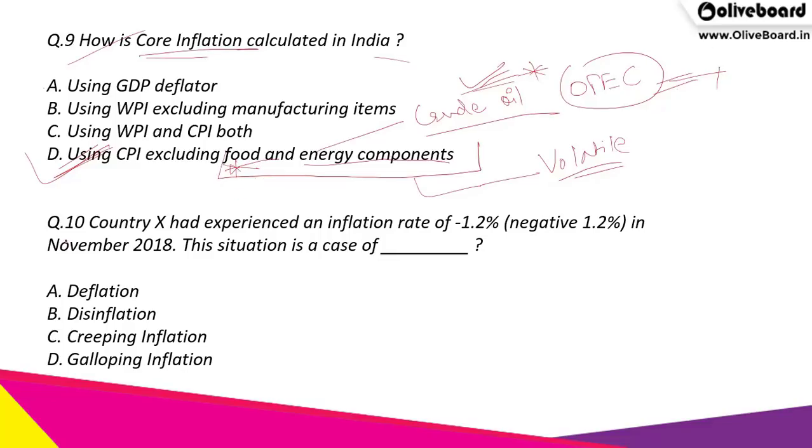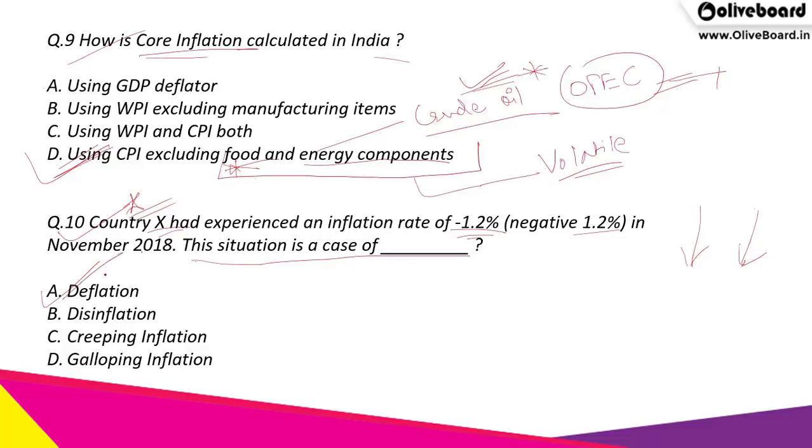Question number 10, country X. For example, country X had experienced an inflation rate of minus 1.2%. That means the economy is shrinking, or the prices of items are coming down, negative 1.2 in November 2018. So it's a hypothetical situation. This situation is a case of A, deflation, B, disinflation, C, creeping inflation, or D, galloping inflation.